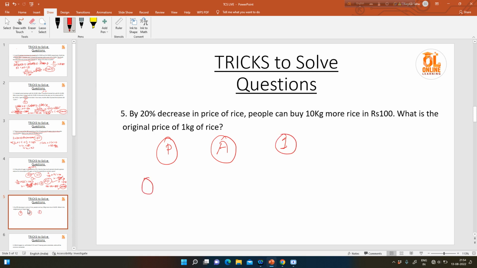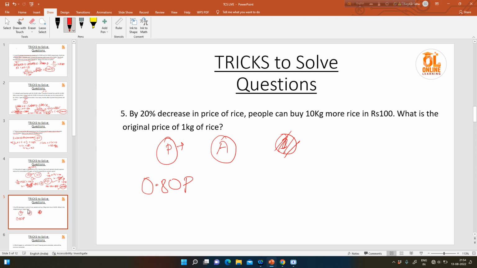So what would it have become? 0.8. By a 20% decrease in price, people can buy 10 kg more rice. So suppose the initial price was p. Okay, so by a 20% decrease of price, it would be 0.80.